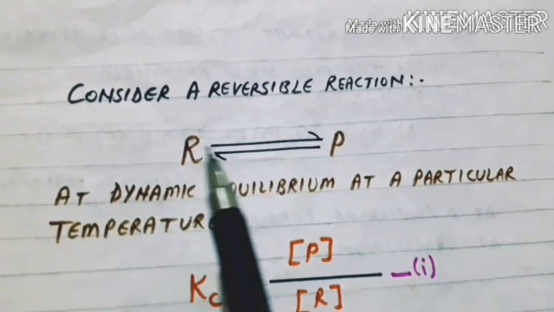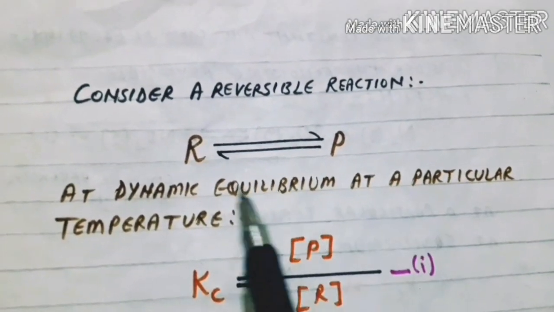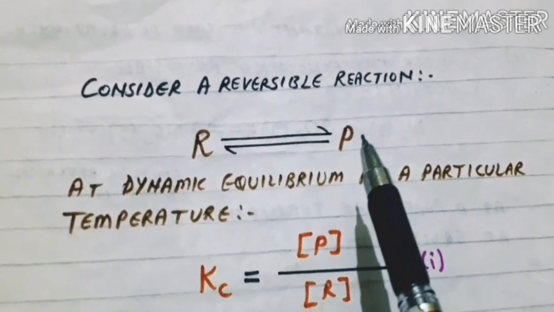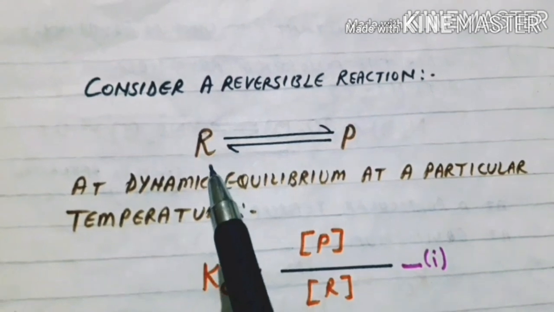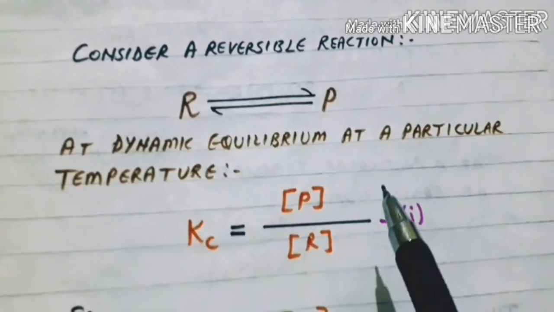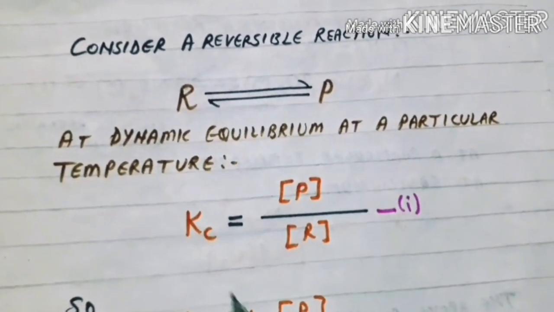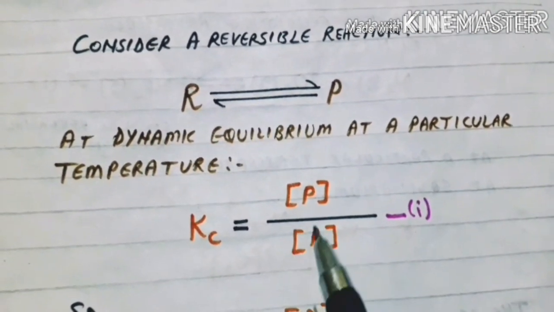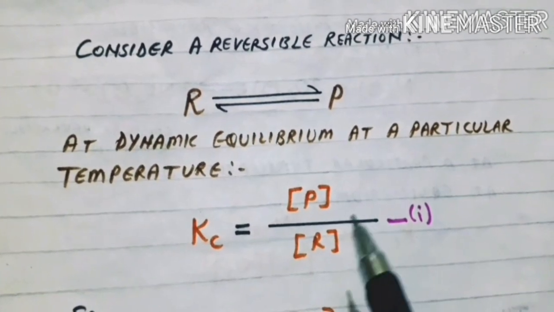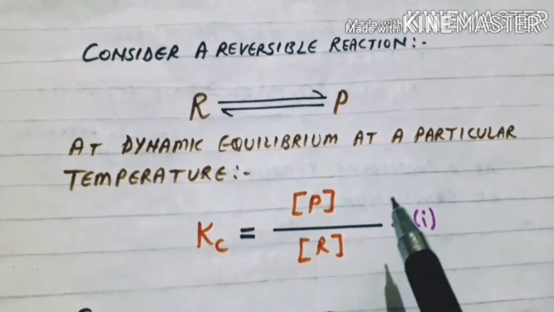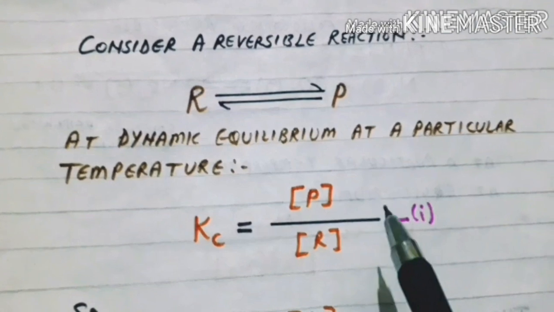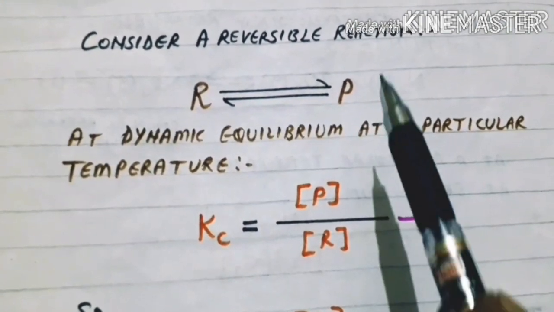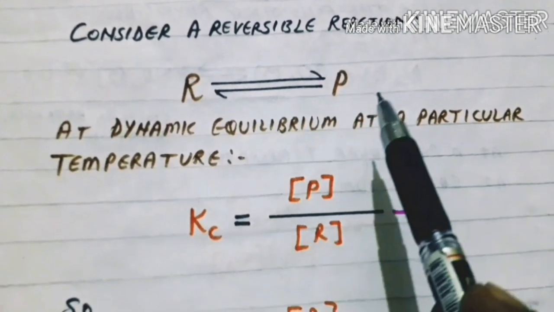To understand this, consider a reversible reaction in which reactants react in the forward direction to produce the products and the products react in the backward direction to give back the reactants R. So at dynamic equilibrium at a particular temperature, equilibrium constant Kc is equal to, according to definition, the ratio between the product of the concentrations of the products to the product of the concentrations of the reactants, in which each concentration term is raised to power equal to its stoichiometric coefficient given in the balanced chemical equation.